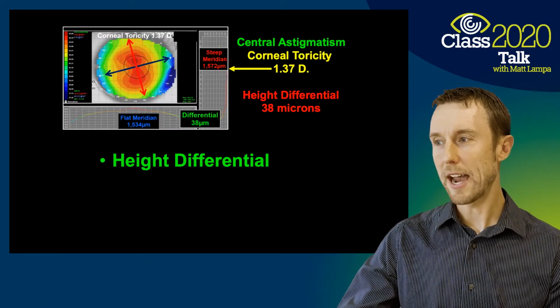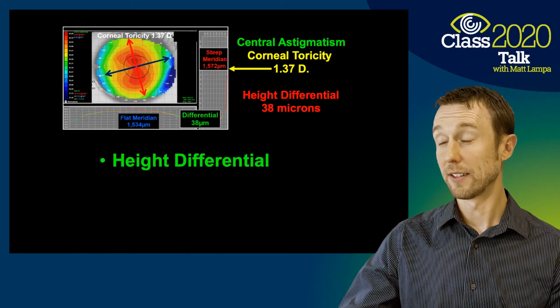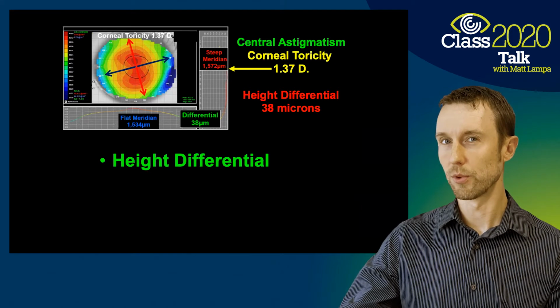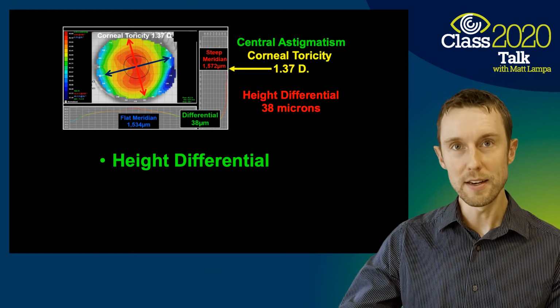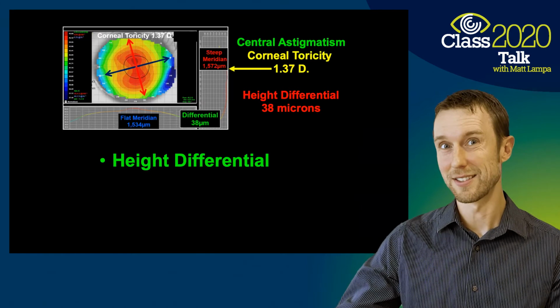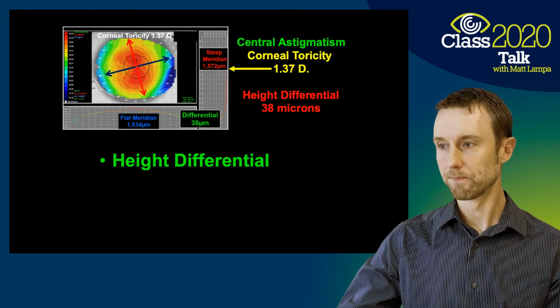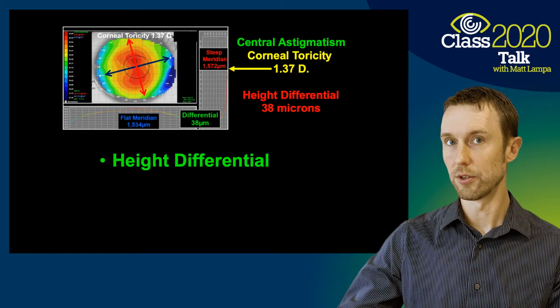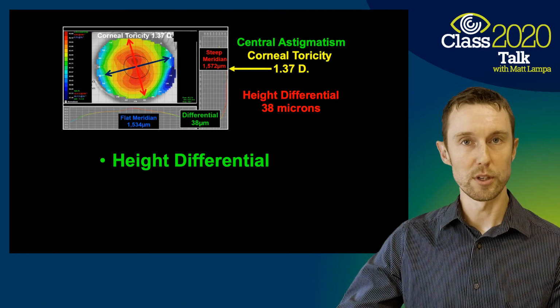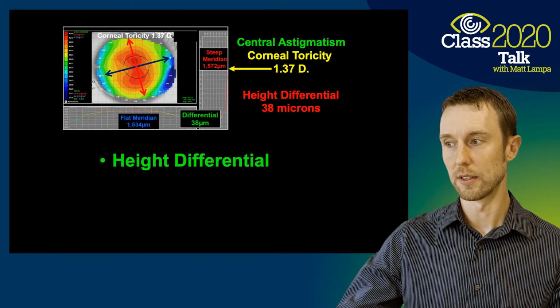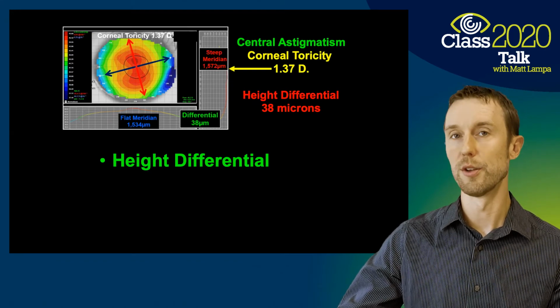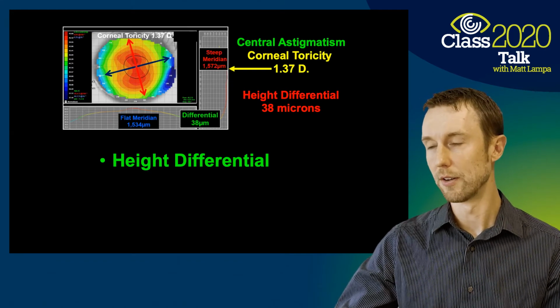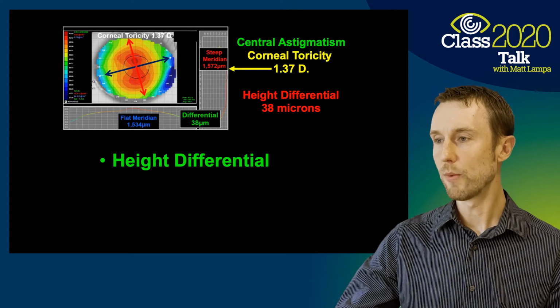So if we think back to what we had before, that central corneal astigmatism, we're saying that most of the bend in the cornea is confined to the central portion of the eye. So we should have less height differential in the peripheral portion of the eye where the contact lens is going to land in comparison to the more limbus-to-limbus style astigmatism. So what do we have here?